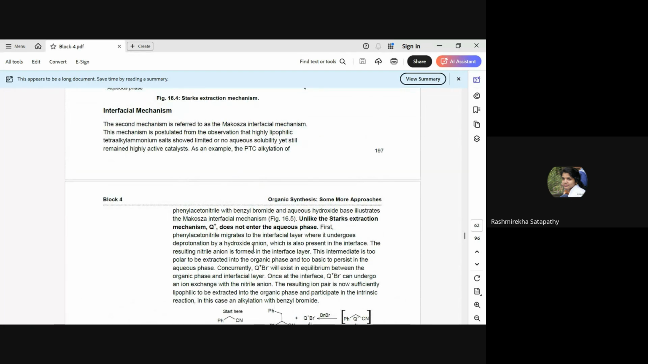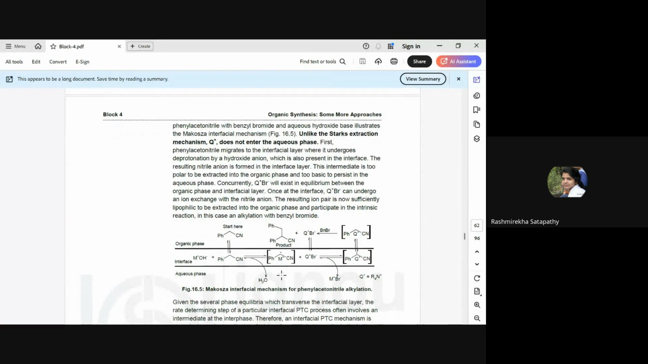The second mechanism is referred to as the interfacial mechanism. This is the organic phase, starting here, organic phase, interface. This is the interface, and this is the aqueous phase. Water is there.